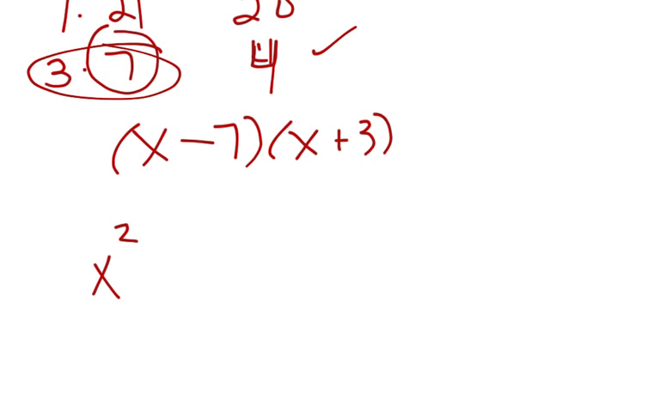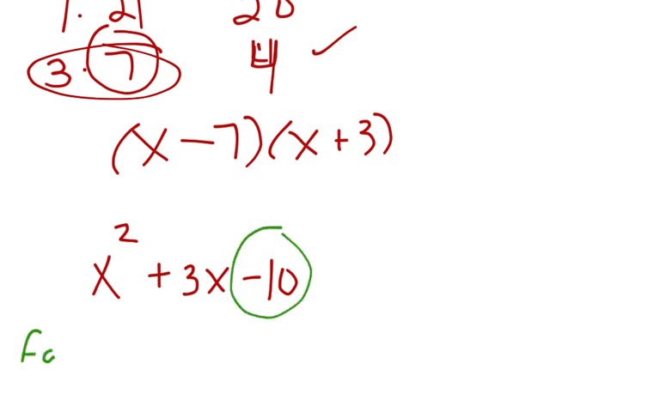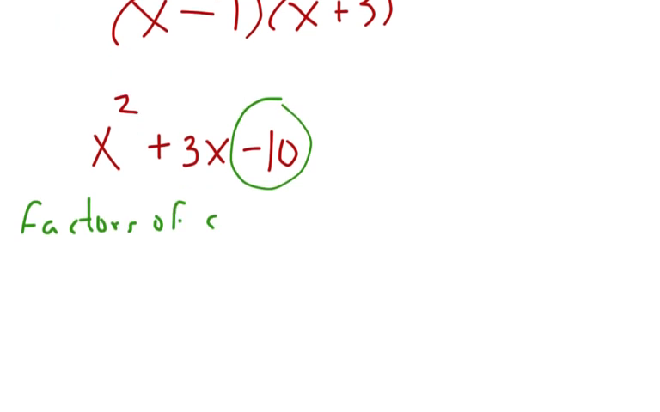x squared, let's go with plus 3x minus, so that makes one positive, one of them negative. Okay, that's very important to understand that one of them's positive, one's negative. Minus 10. Always step 1. Step 1: factors of c. That's step 1. Okay? So, 1 times 10, 2 times 5, that's it.